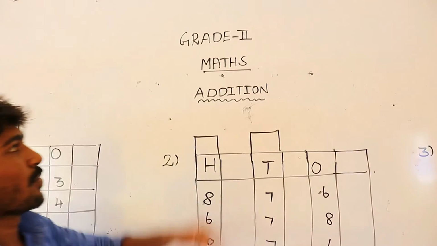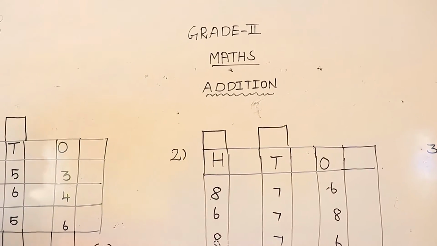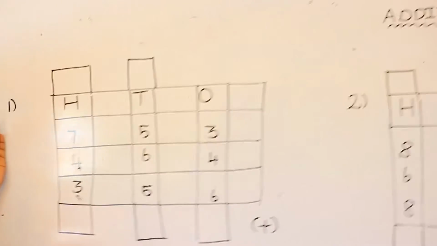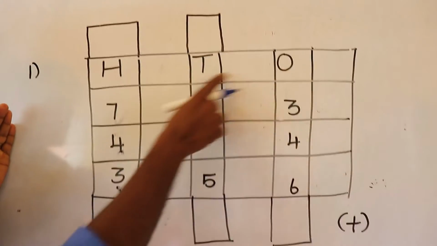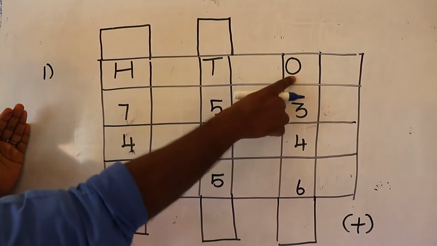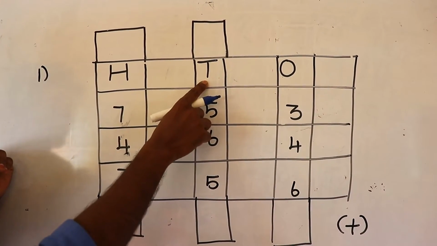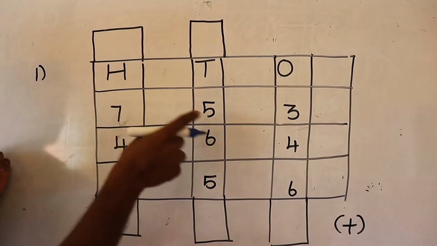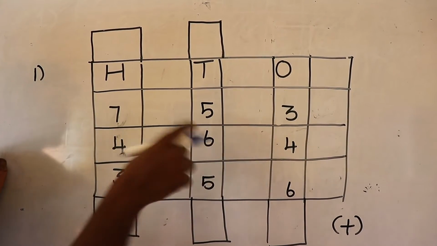Today we are going to learn about addition, then the next one, the carry method. First sum: first ones, tens, hundreds. O means ones, T means tens, H means hundreds. Next, these numbers are all 3-digit numbers.